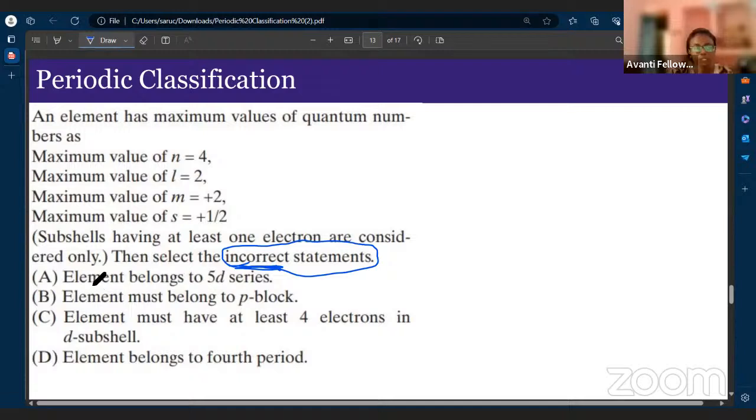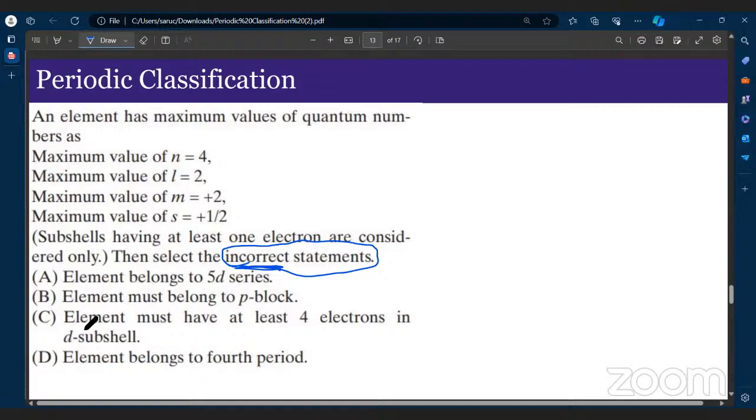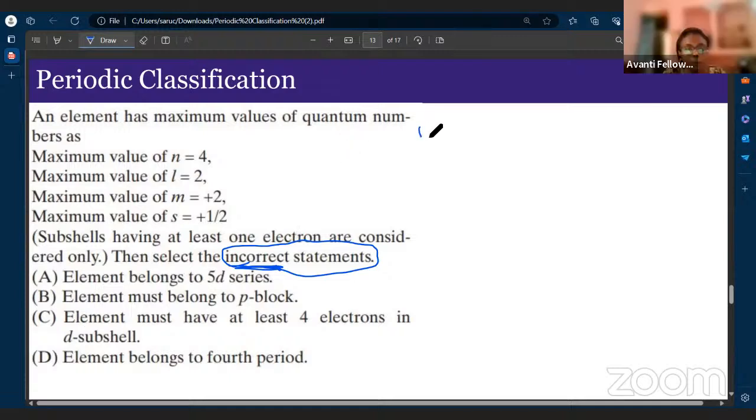So read the question twice to get it properly, and the question is to select the incorrect statement. Okay, can you just give me the answer? Everyone try to get the answer for this question. n value is 4, l value is 2, m equal to plus 2, s is equal to plus half. Then what will be the incorrect statement? It is an MCQ, a multiple choice, so more than one option could also be your answer.